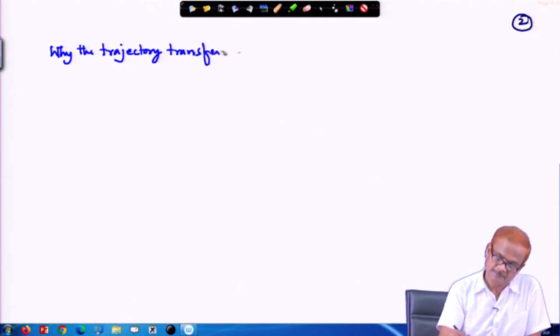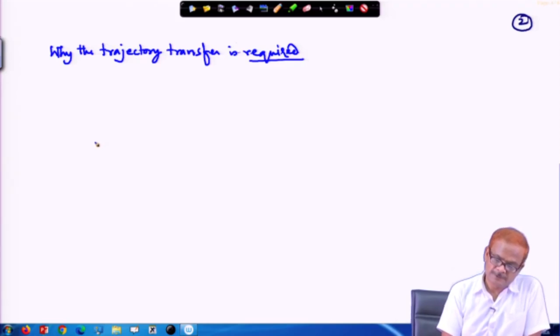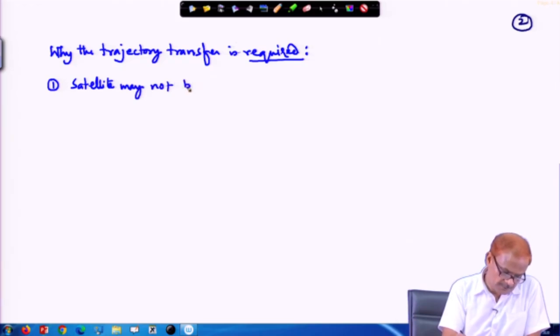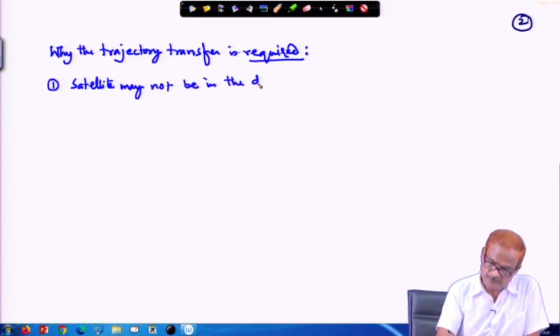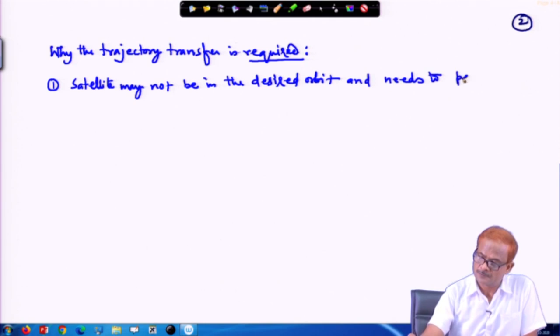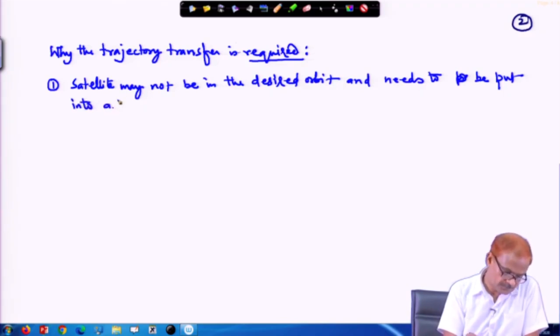Trajectory transfer is required. Why is the trajectory transfer required? The reason can be that the orbit in which you have launched is not the desired orbit. So the satellite may not be in the desired orbit, and it requires a maneuver. So it needs to be transferred, or put into the proper orbit.